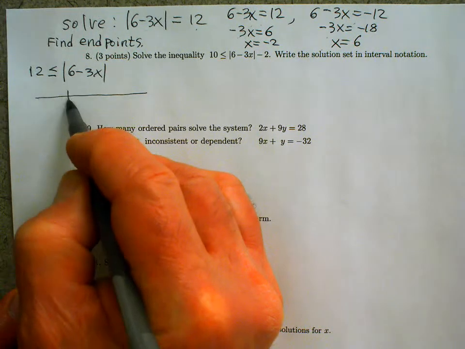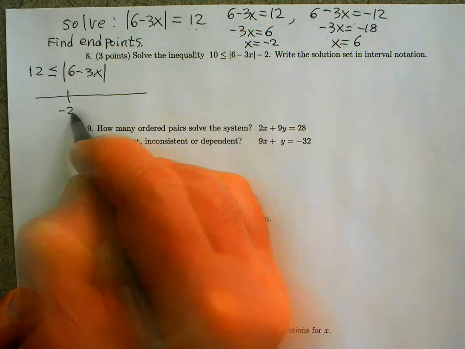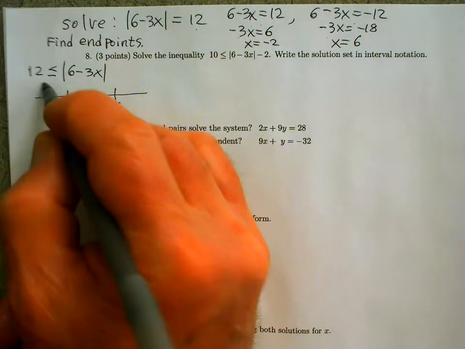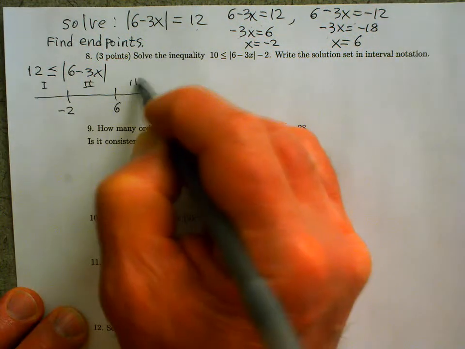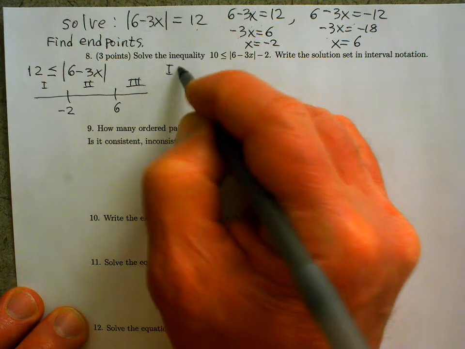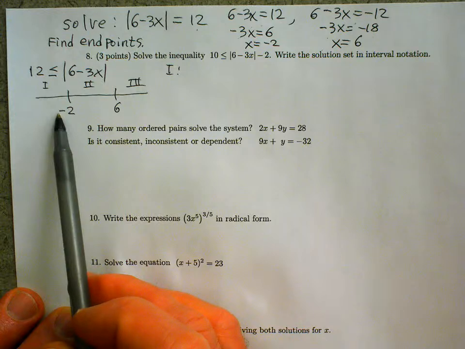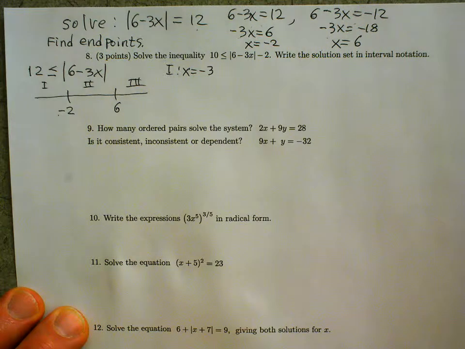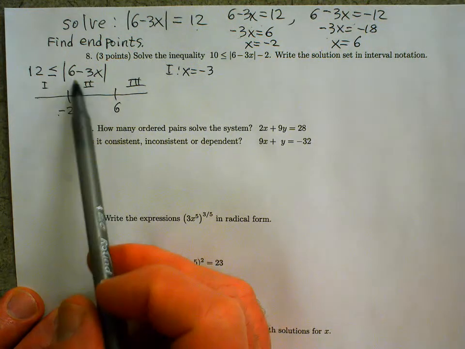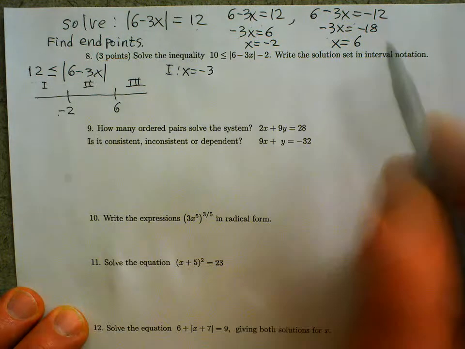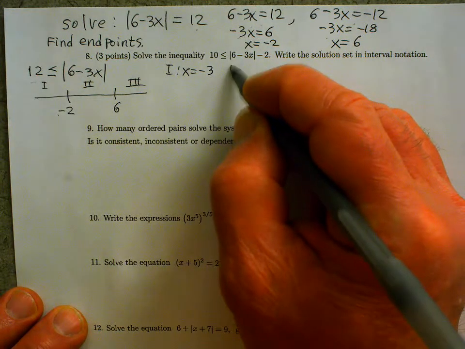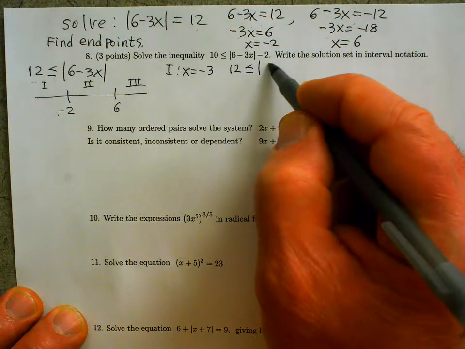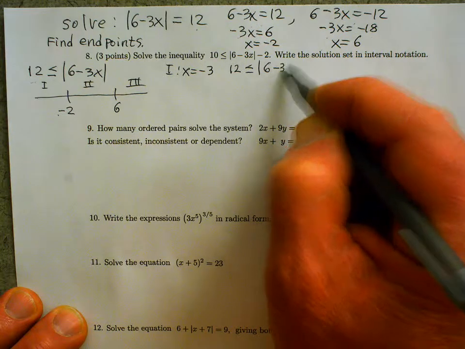So we go through the same sort of process when solving inequalities, plot the endpoints, and then we pick test points from each of the intervals. The interval on the left, pick a number less than -2, so I'll pick x to be -3. And then in the inequality, we have 12 less than or equal to the absolute value of 6 minus 3 times negative 3.